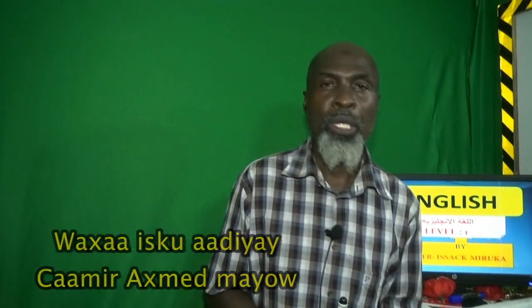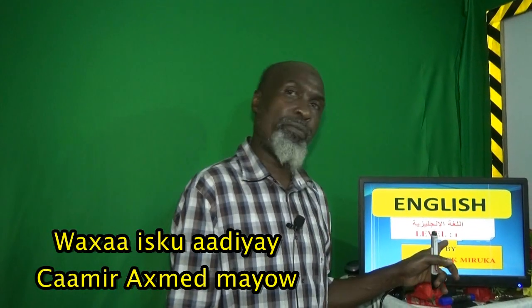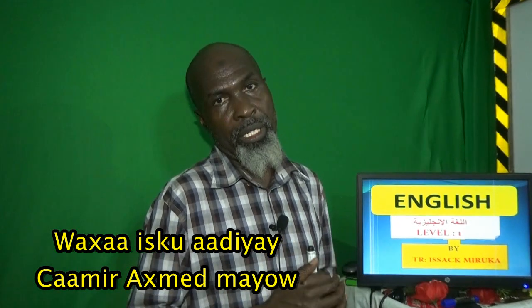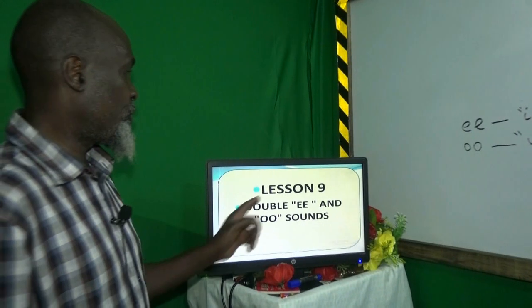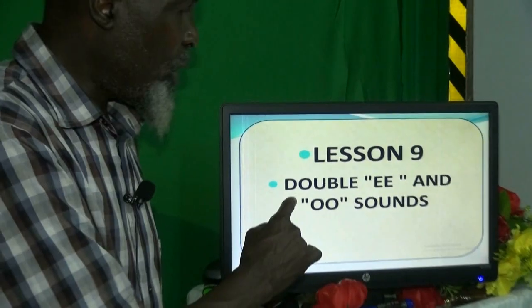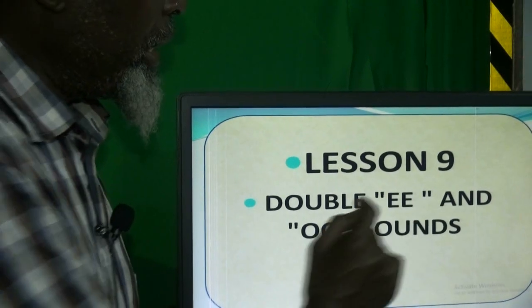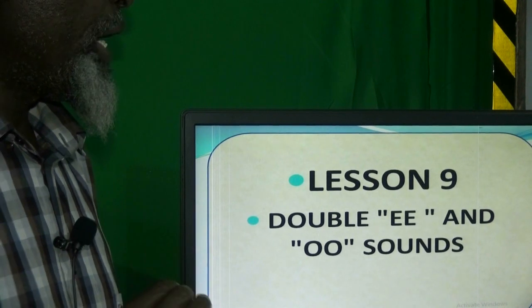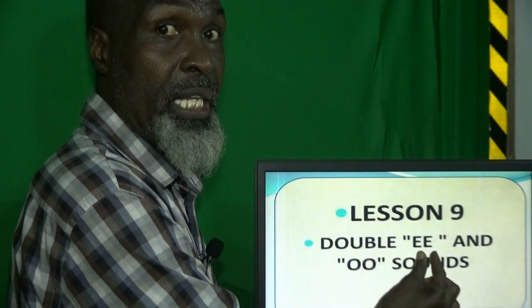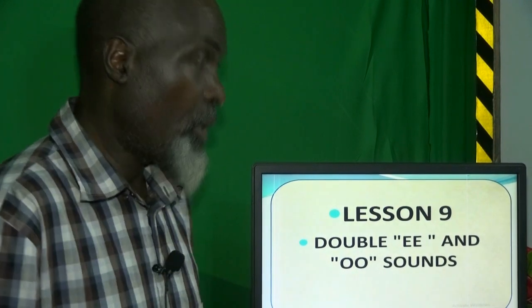We want to continue with our English lessons, and our lesson is for level ones, the beginners who are beginning to learn English. They are the ones we are still teaching, and we still want you to know how to read English words. Today, lesson 9 is about double letter E and double letter O. I want you to know how to read when you find two E's and two O's.